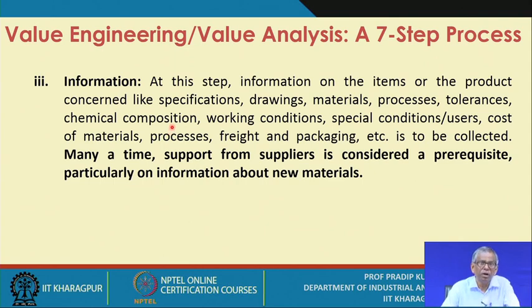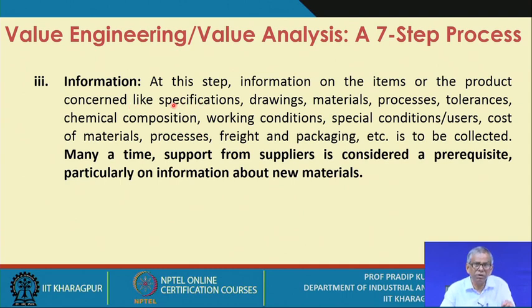Next, what you do, if you select a particular item, then related to that item you need to collect information. And obviously during this information gathering phase, you need to collect all the relevant information, and this set of information usually is a very large set. So what you try to do at this step is collect information on the items or the products concerned. So what are the relevant information?